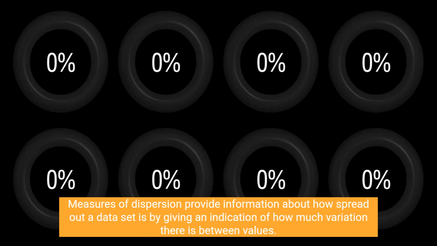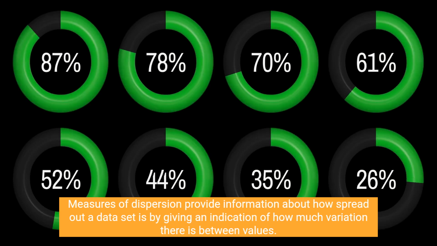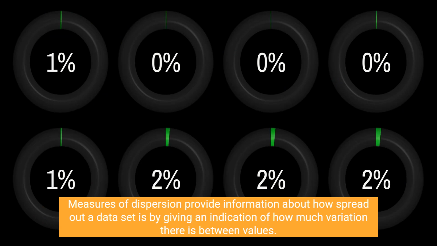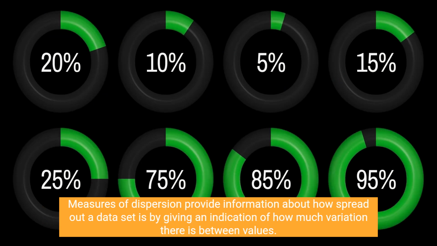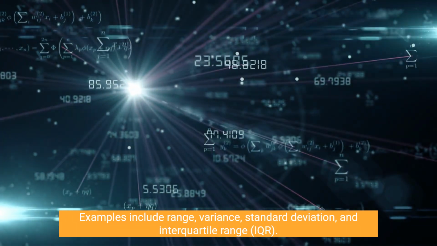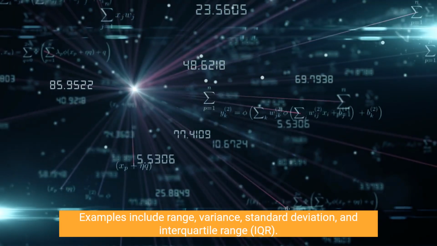Measures of dispersion provide information about how spread out a data set is by giving an indication of how much variation there is between values. Examples include range, variance, standard deviation, and interquartile range, IQR.